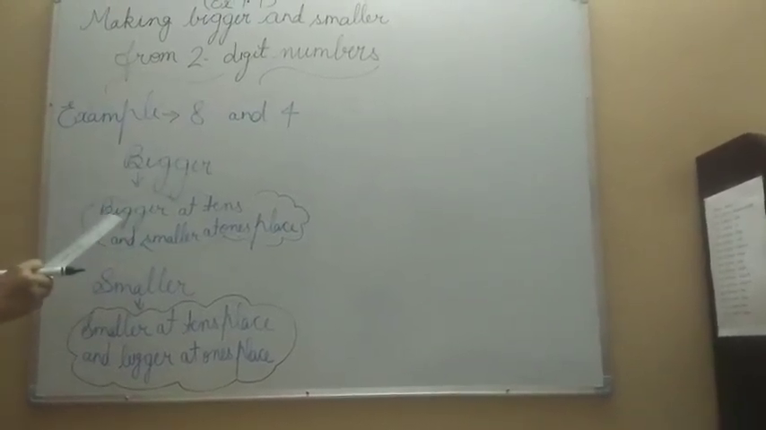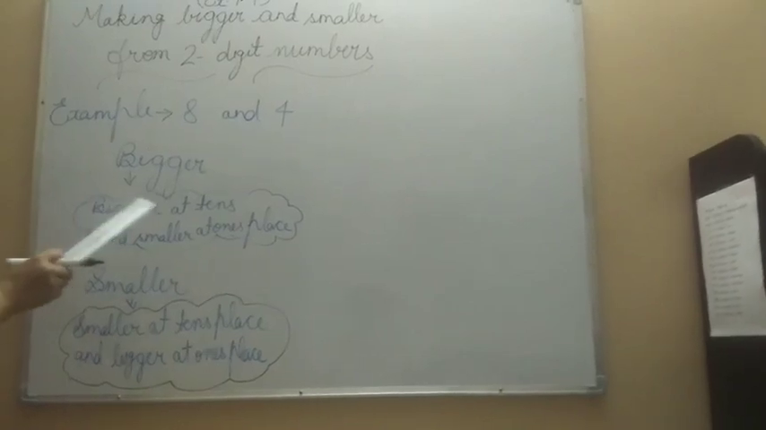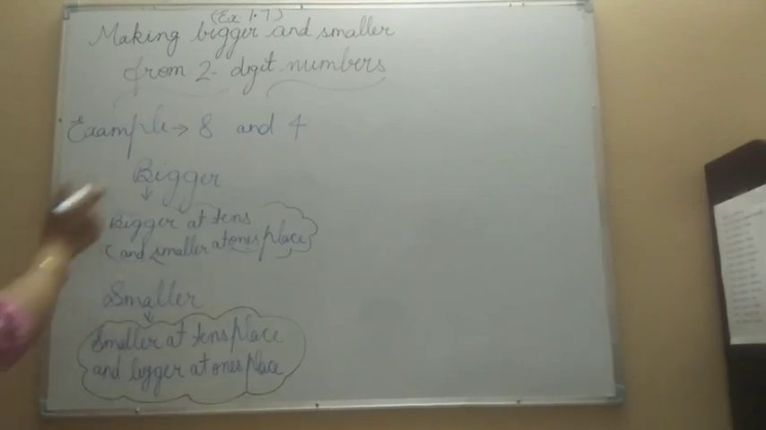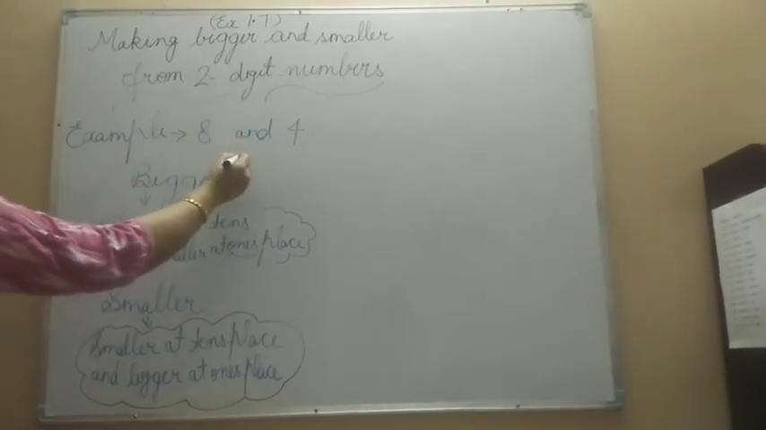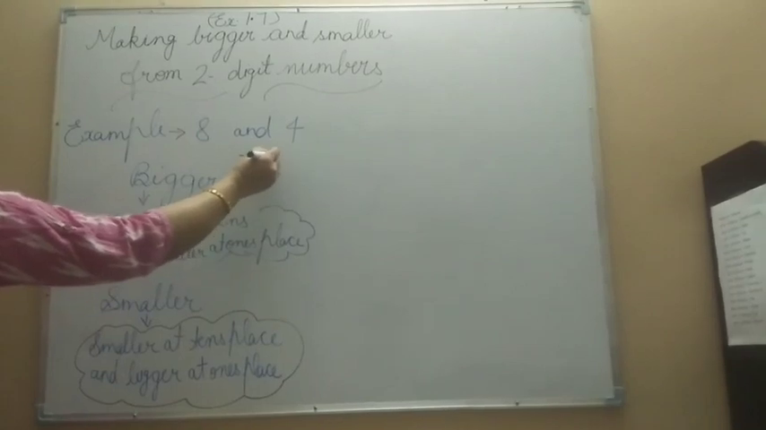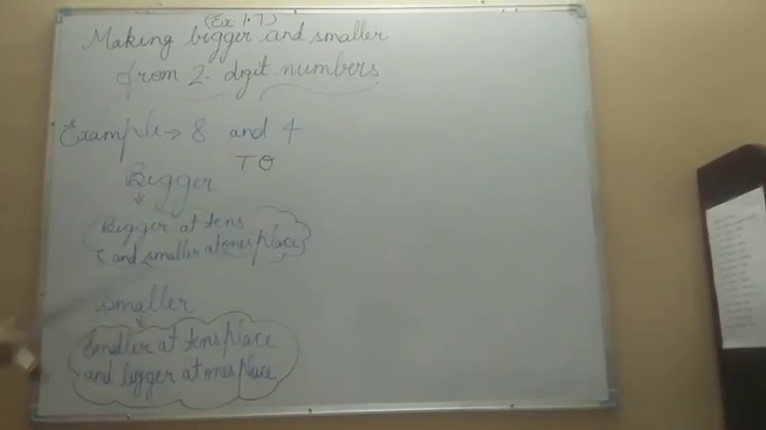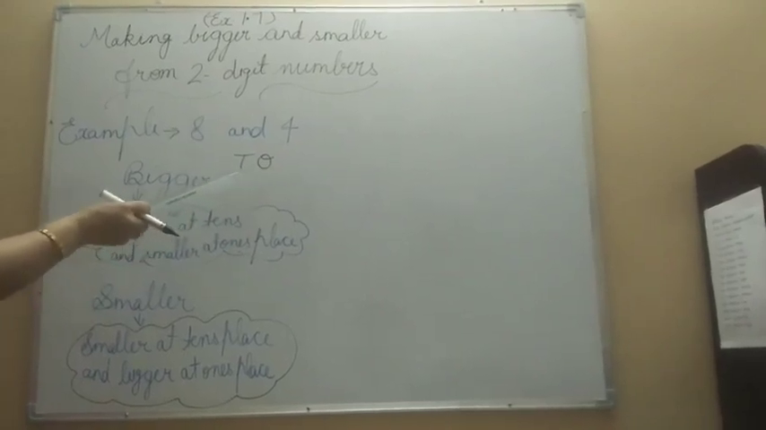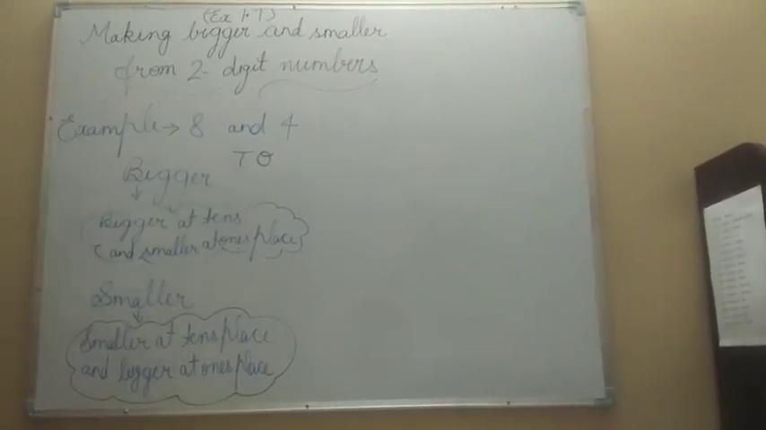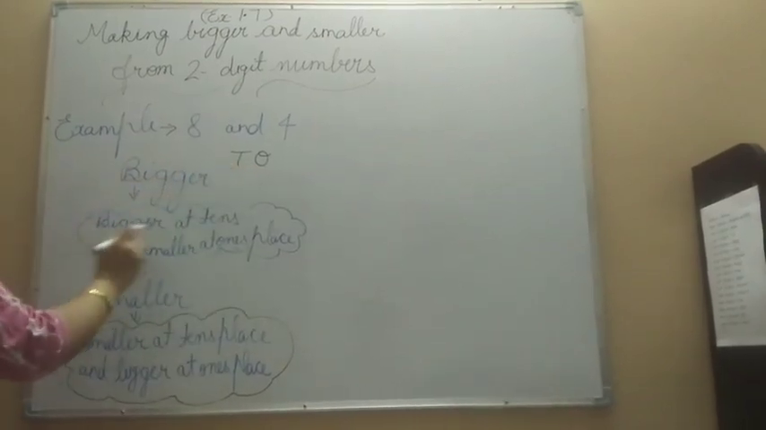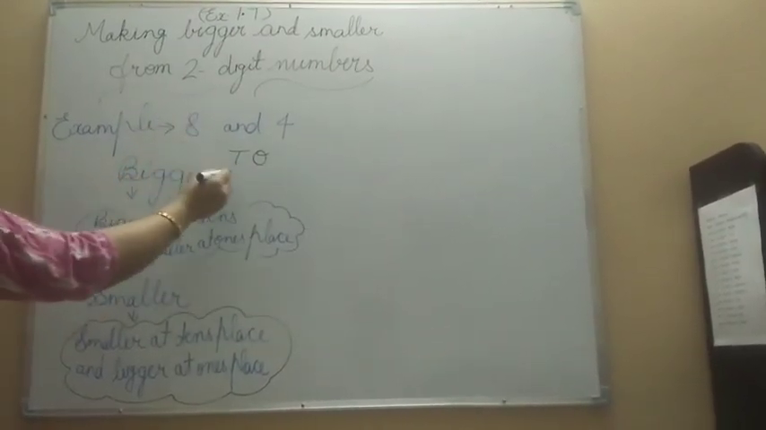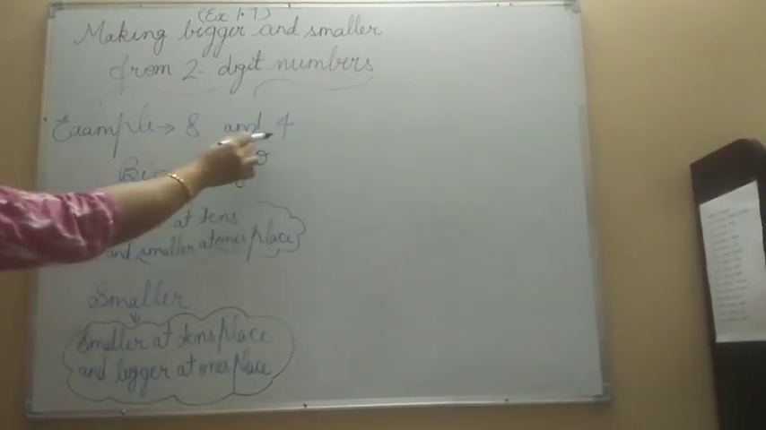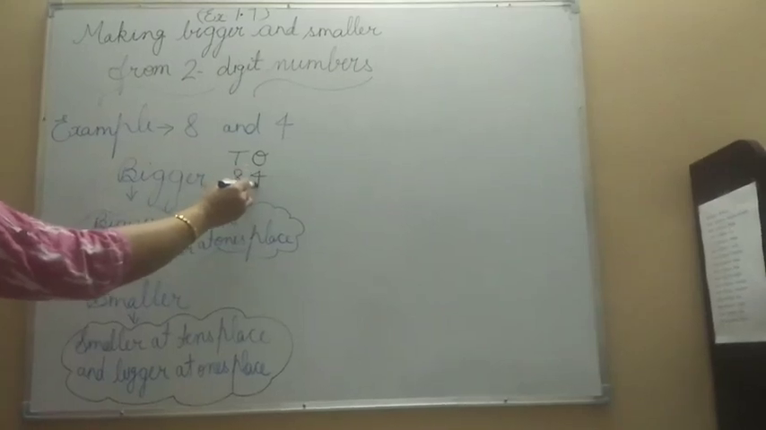What is the rule of the bigger number? Bigger at tens place and smaller at ones place. How to make a bigger number by using these two digits? We have tens and ones place. You obviously know that a two-digit number is made of tens and ones places. So, 8 is bigger, so we will write 8 at tens place. Which is smaller? 4. So, we will write 4 downside at the ones.